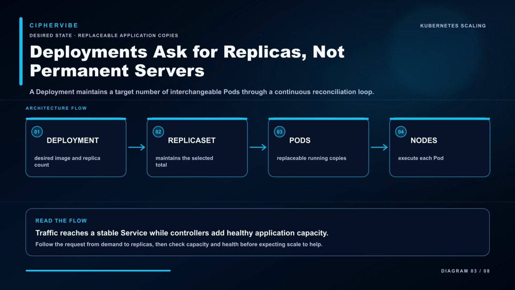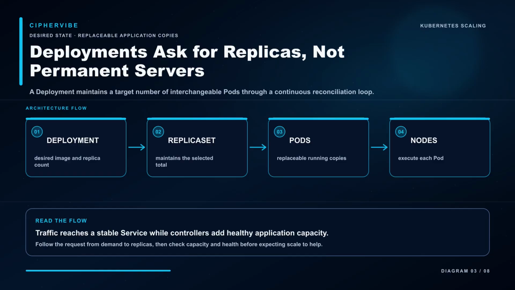The basic unit that runs an application in Kubernetes is a pod. A pod commonly contains one main application container and can include tightly coupled helpers. But an individual pod is not the durable promise. It can crash, be replaced during an upgrade, or move because its node disappears. For a stateless web application, a deployment is usually the durable promise.